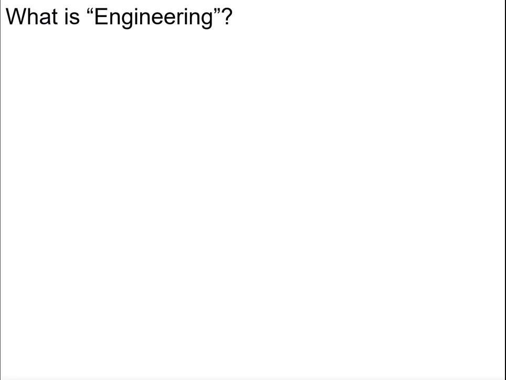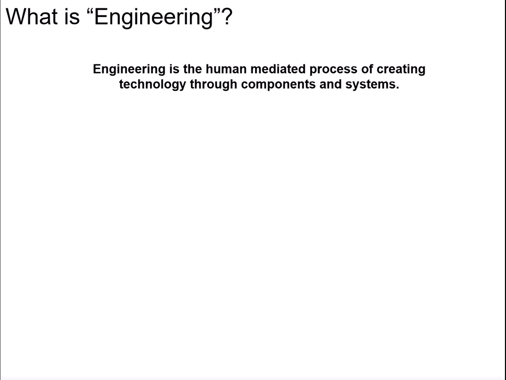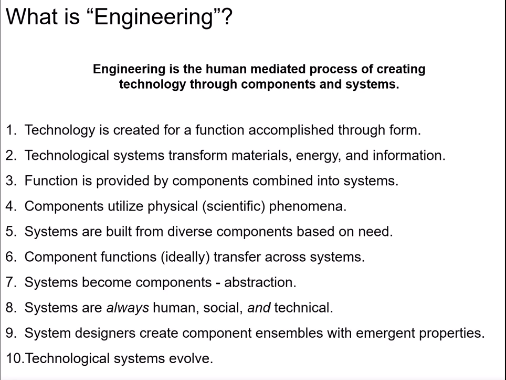When we talk about engineering design, it's really good to understand what engineering is. And I don't want to spend a lot of time on this, but engineering is a human-mediated process of creating technology through components and systems. We create technology for a function, for a purpose, and we do it through form, how we do it. And design is about making that function through a particular form. We do this because technological systems are able to transform materials, energy, and information. They make the world in which we live in. The functions are provided by components combined into systems, when components utilize physical and scientific phenomena to achieve particular functions.